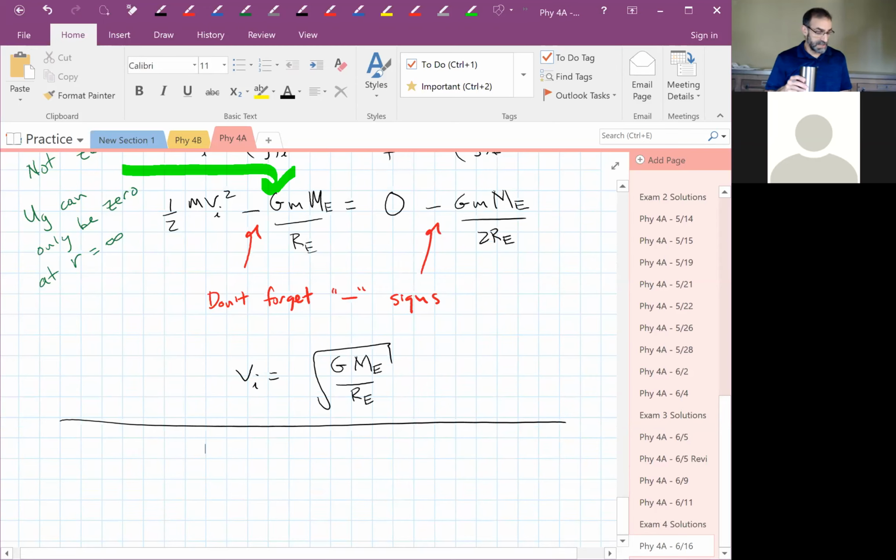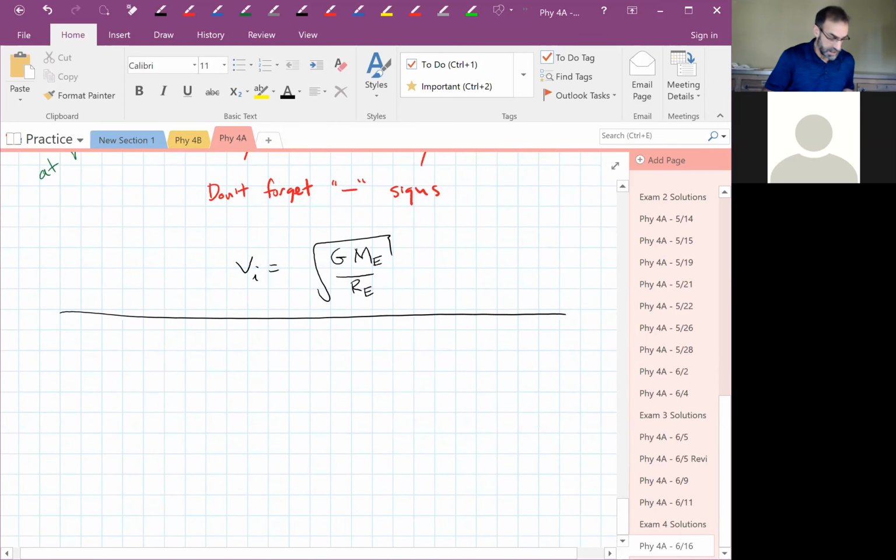The 2's cancel out. I think this is correct. There's a 2 in the numerator, there's a 2 in the denominator. I just canceled them out. But you can double check me. I should say you should double check me. Escape speed.